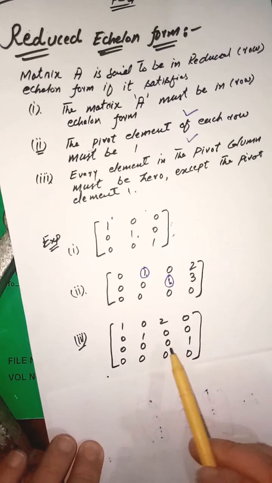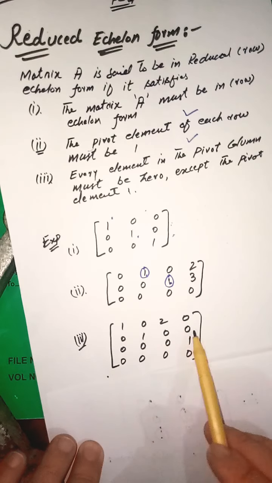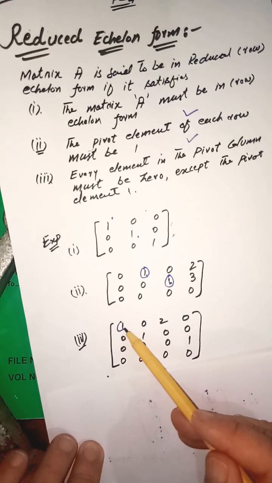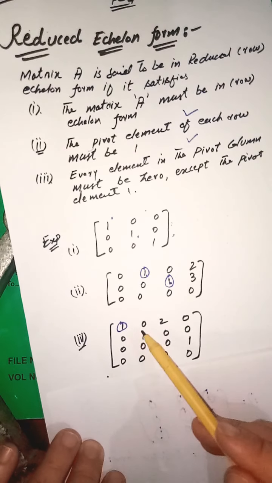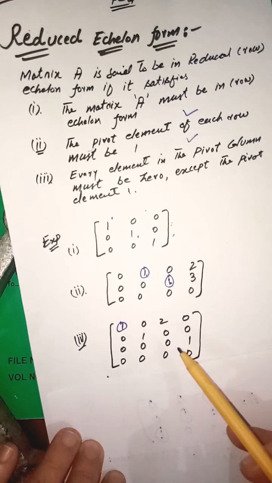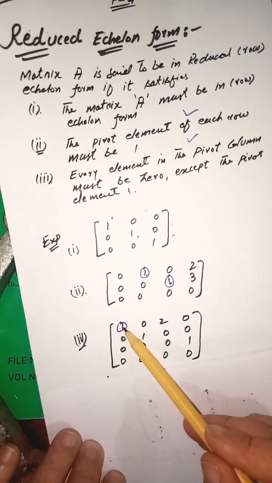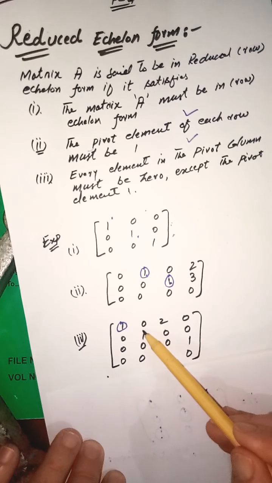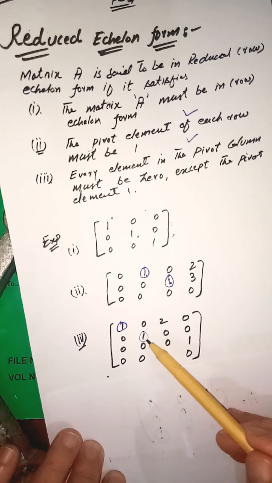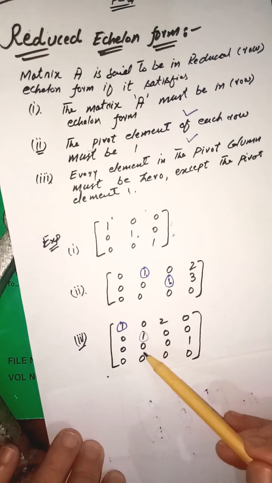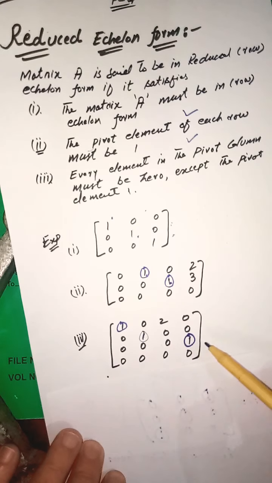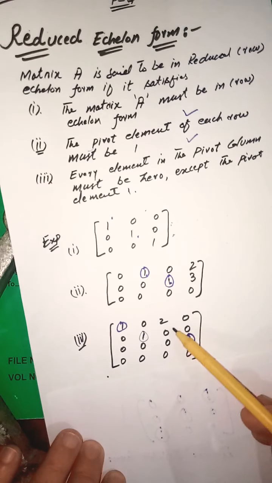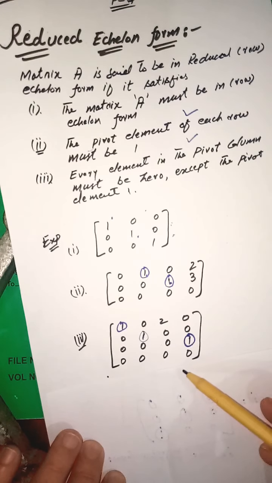Another example, with rows like 1 0 2 0, and 0 1 0. The number of zeros increases row by row, so that is row echelon form, and the pivot elements are equal to 1. In each pivot column, the rest of the elements are 0, including the pivot in the second column and the pivot of the third row in the fourth column. So that is also in reduced echelon form.